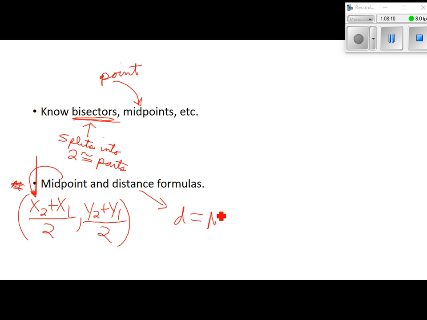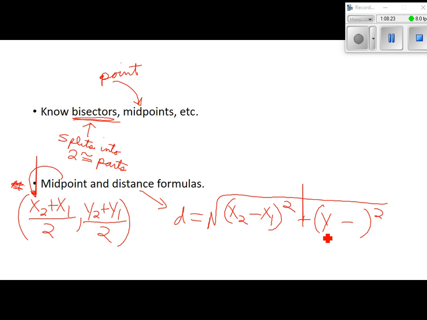Distance formula. D equals big square root, parentheses, x2 minus x1, squared, plus, parentheses, y2 minus y1, squared. Give me an example of a question if you knew you were going to use the distance formula. Find the distance between this point and this point.